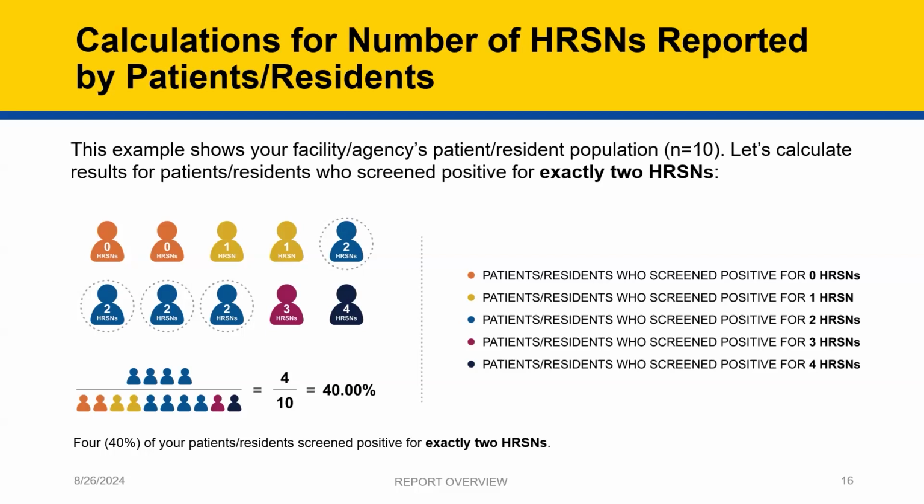The rate is calculated using a numerator equal to the count of patients or residents who screened positive for exactly 2 HRSNs, which we calculated as 4, and the denominator will again be your total patient or resident population size, which is 10 in this example as well. Dividing the numerator by the denominator and expressing as a percentage, we get a rate of 40%. 40% of your patients or residents screened positive for exactly 2 HRSNs.